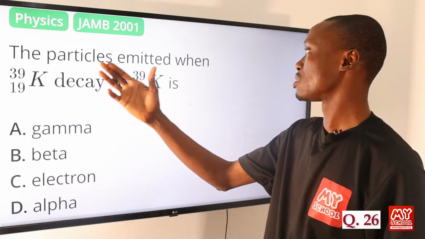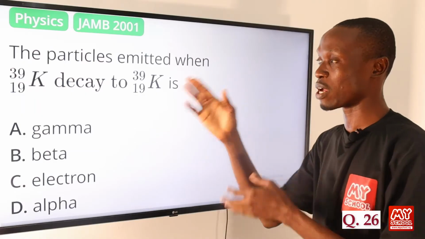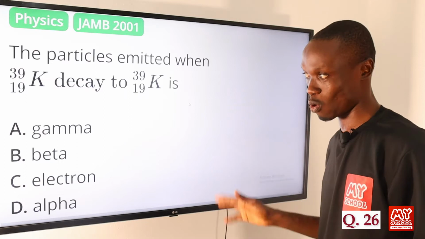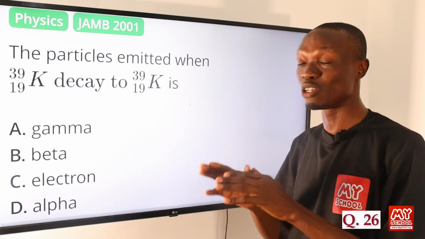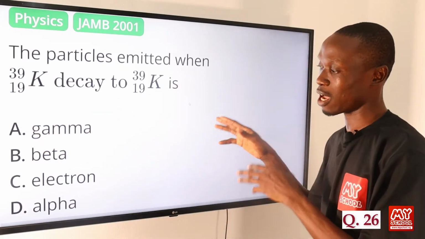So if you look at the krypton before it decays to the product when it decays, you find out that there is no change in atomic number and there is no change in mass number. So that indicates that what was emitted is actually neutral. So that makes option A the correct answer to this question.